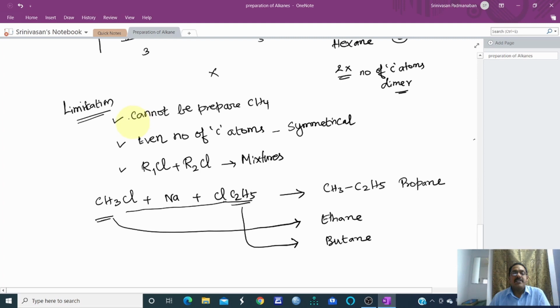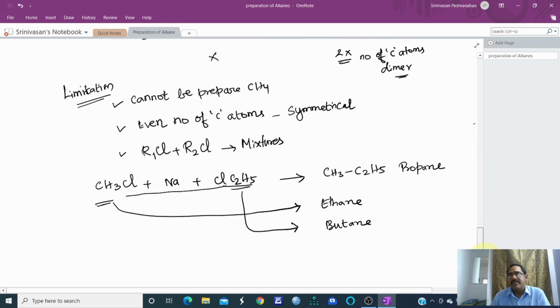So the first limitation is we cannot prepare methane in this because dimerization is happening and only even number of carbon atoms will be formed. That we call symmetrical. And at last, if you use different chloroalkanes, mixes will be formed. The odd numbers is possible, but it will be in mixes. Those are the limitations for Wood synthesis.